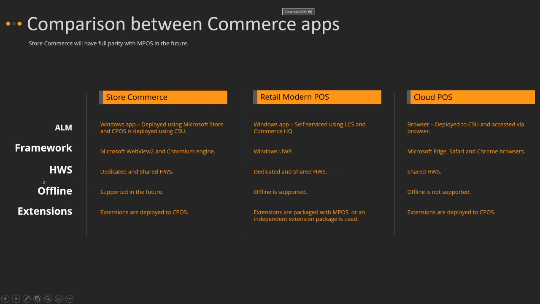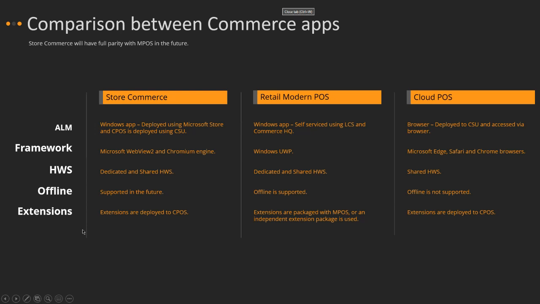Next is the hardware station. Store Commerce supports both dedicated and shared hardware station. Retail modern POS also supports dedicated and shared hardware station, but cloud point of sale supports only the shared hardware station. Offline will be supported in the future for this app; for now it's not supported, but in modern point of sale it's already supported. Cloud point of sale offline will not be supported.